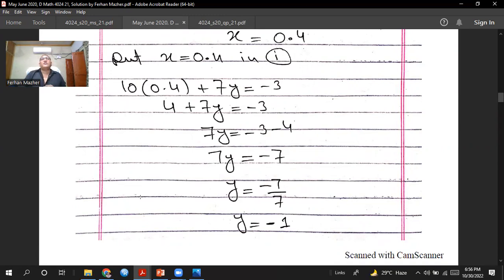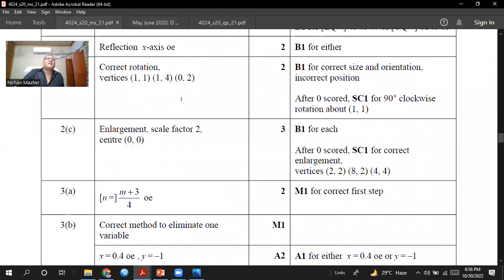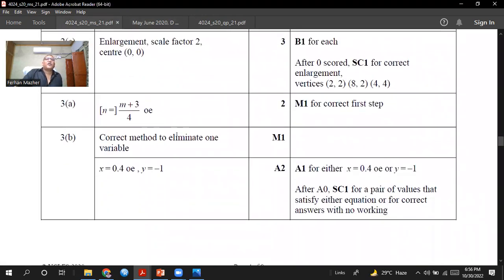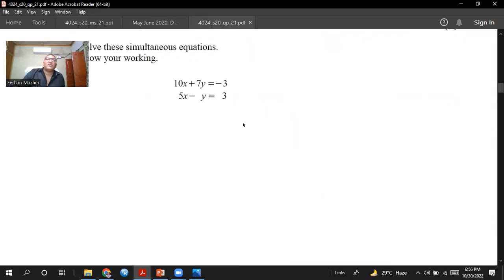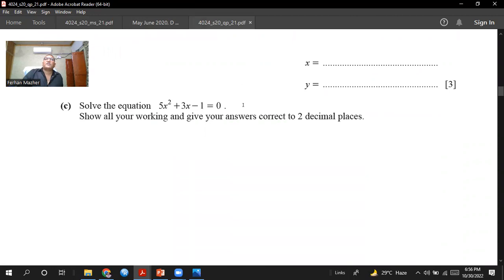So 7y will be equal to minus 3 minus 4. So 7y is equal to minus 7. So y will be equal to minus 7 divided by 7. So y will be equal to minus 1. So x is 0.4 and the y value is minus 1. So from the marking scheme, I can tell you our answer is right. This was a 3 marks question.